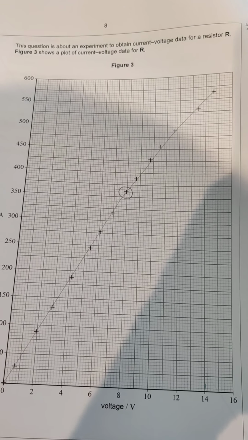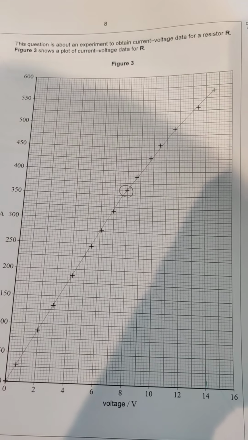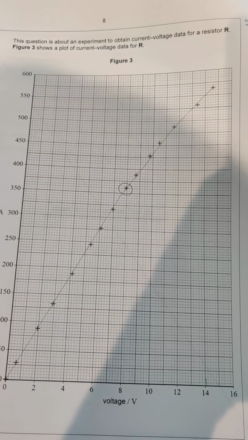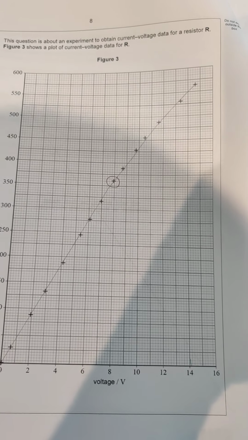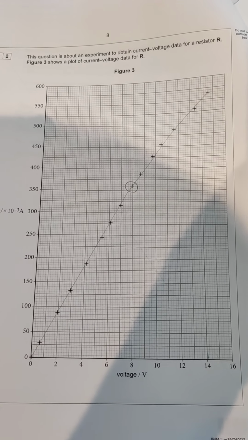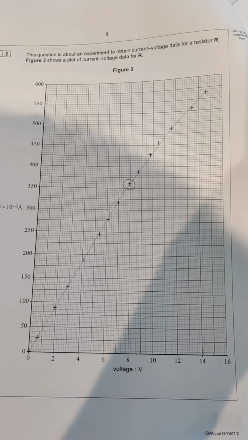So we're going to be looking at question 2 on paper 2 here. This question, as it says, is about an IV graph produced on a resistor. And we've got the data fully provided here without having to plot any additional points.